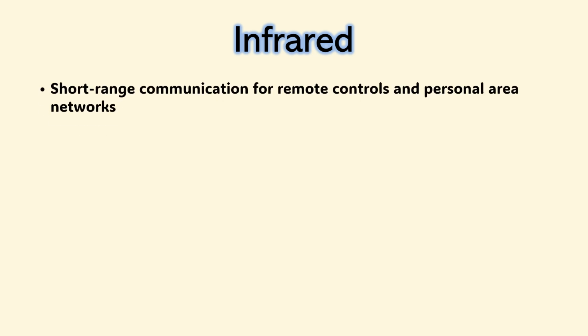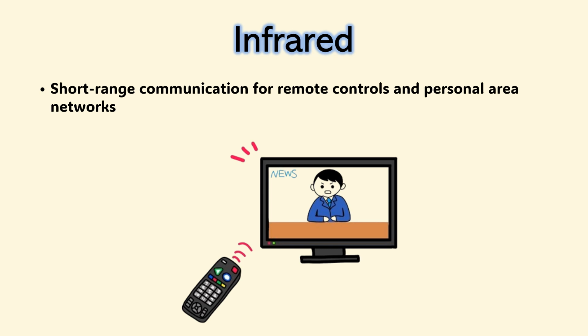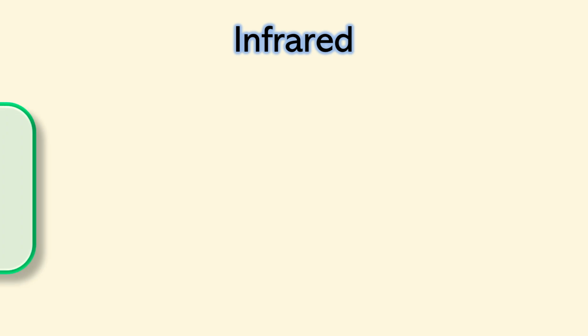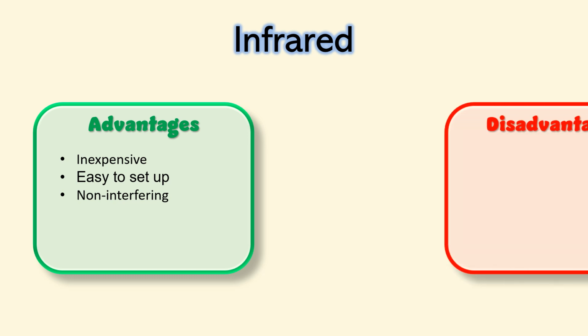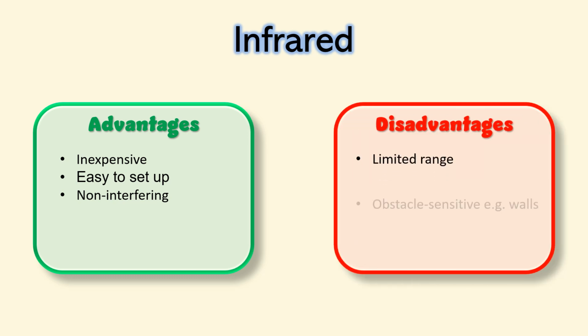Finally, infrared. Infrared is often used for short-range communication, like remote controls and wireless connections between devices in a personal area network. Infrared is inexpensive, easy to set up, and doesn't interfere with other RF signals. However, it has a limited range, and its performance can be blocked by obstacles like walls.